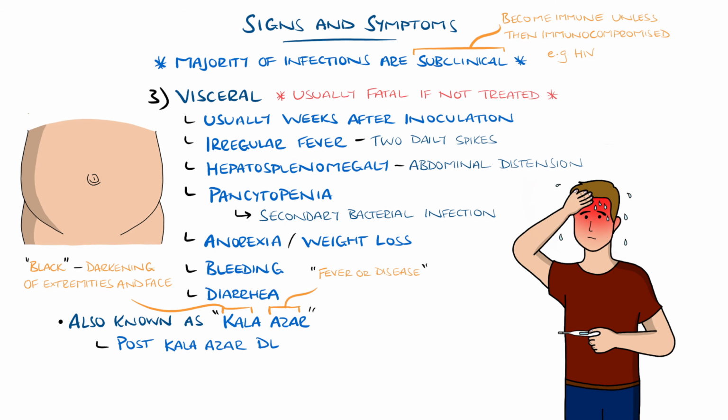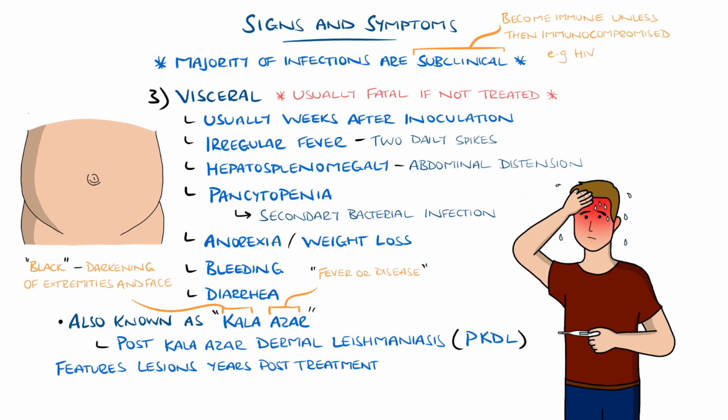Another form, called post-Kala-Azar dermal leishmaniasis, is typically found in Sudan or India and features flat or nodular skin lesions that can develop months and even years after treatment and hold high concentrations of parasite, acting as a reservoir in these regions.